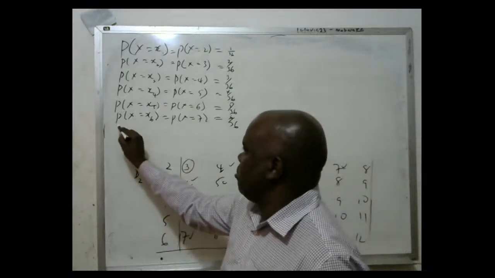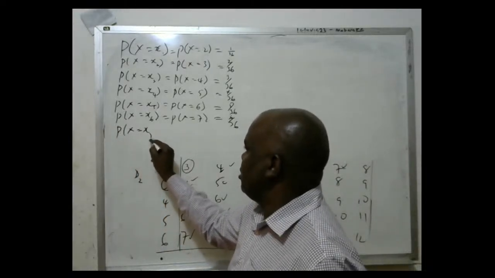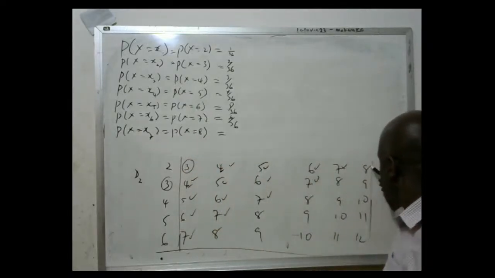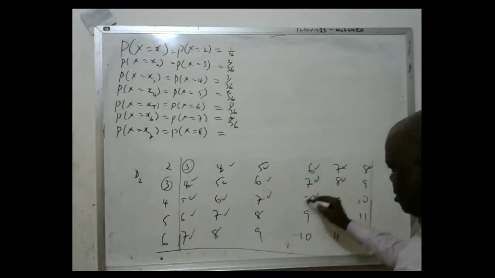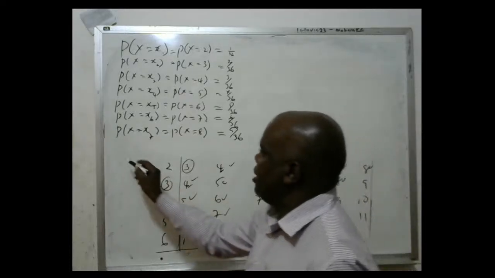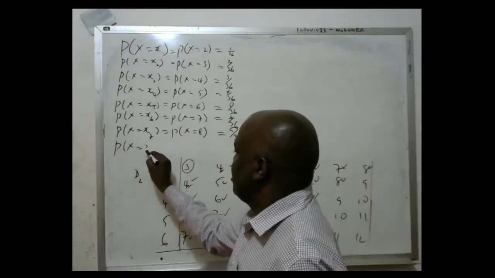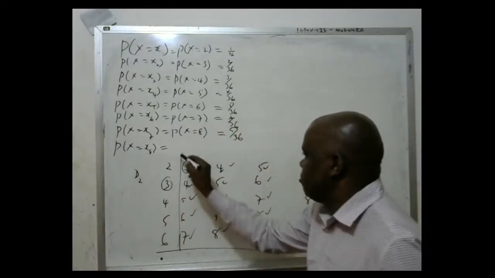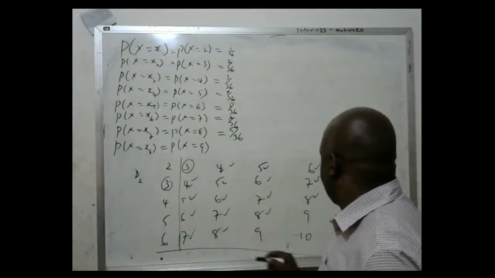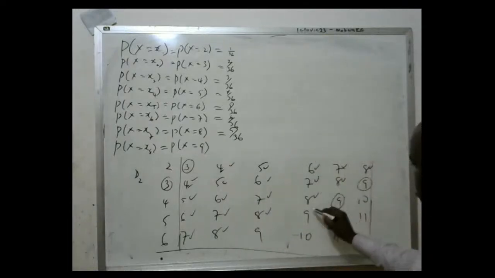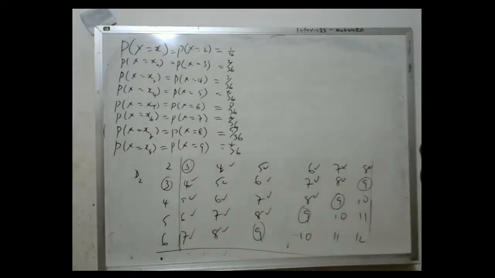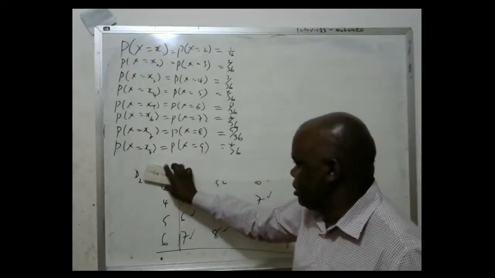Next one is the probability of getting a sum which is 8. The probability of getting a sum which is 8 is 1, 2, 3, 4, 5. So this is 5 out of 36. The probability of getting a sum which is equal to 9. So how many 9s are here? 1, 2, 3, 4. So that's equal to 4 out of 36. So you proceed.